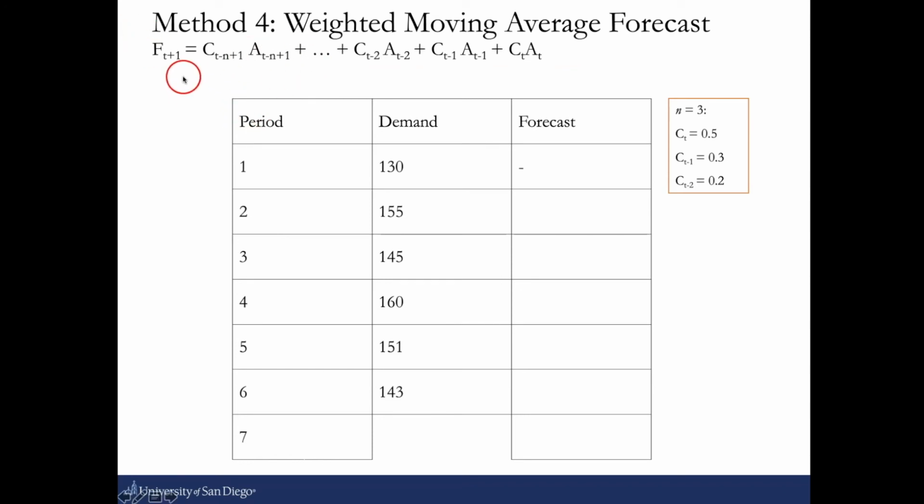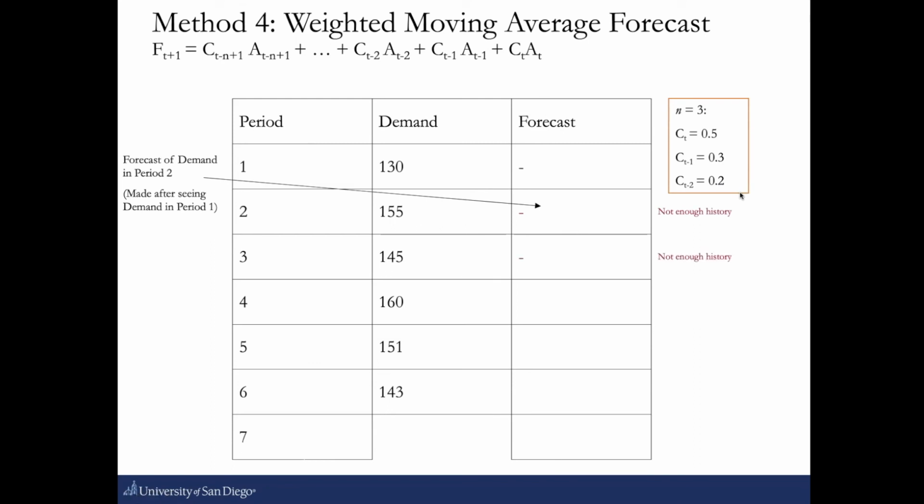So for this method, let's take a look at the equation. So we have f sub t plus 1 equal to these terms. C are basically the weighting factor that you need to decide. So say for example, we take n equal to 3, so this is a 3-week window, and I have C sub t equal to 0.5, C sub t minus 1 equal to 0.3, and C sub t minus 2 equal to 0.2. And we can apply this formula and start to forecast our values here.